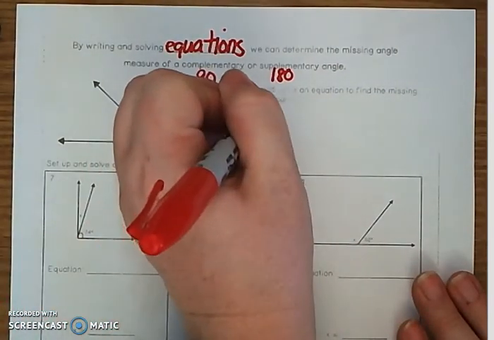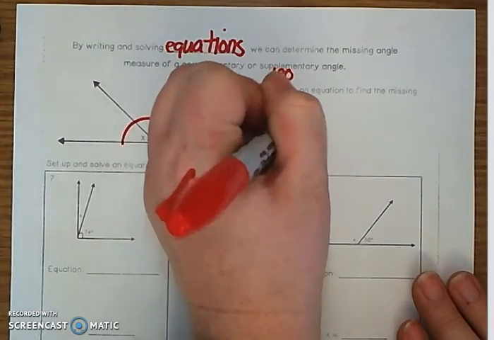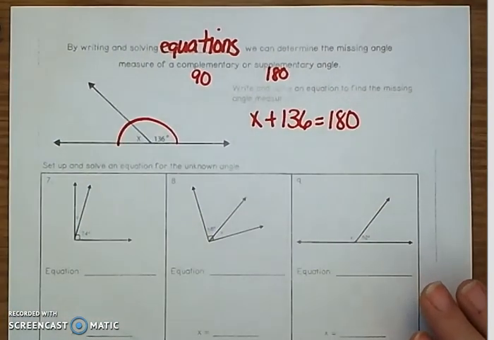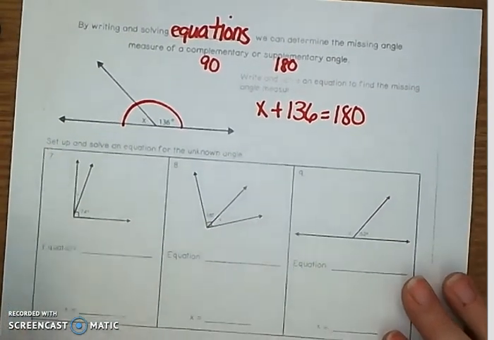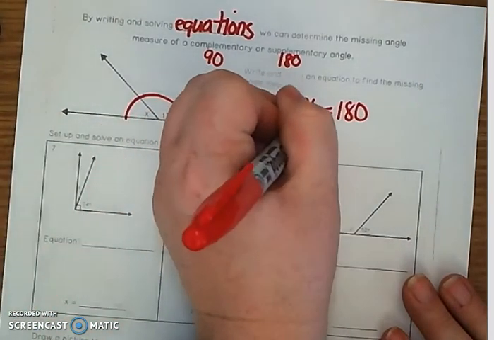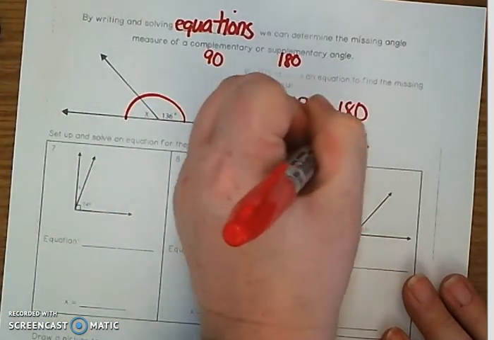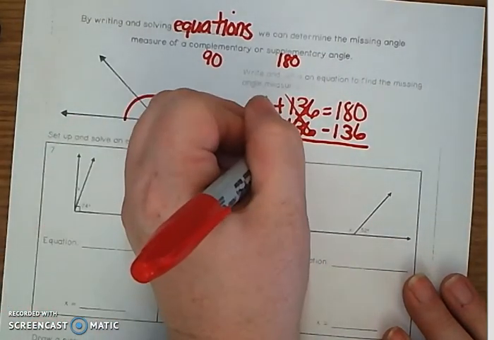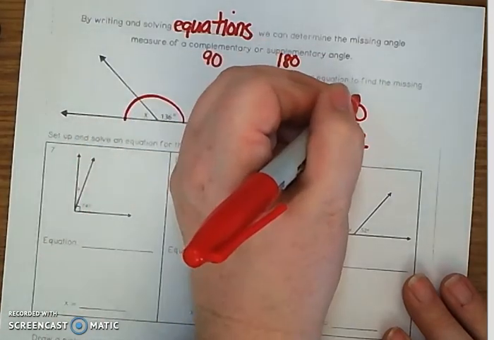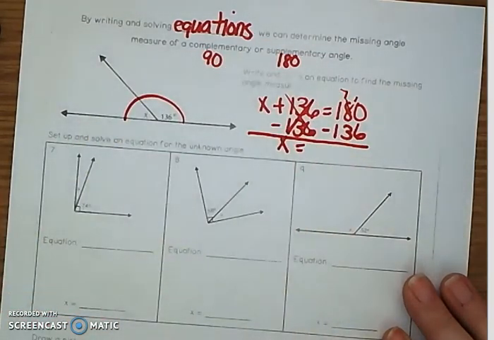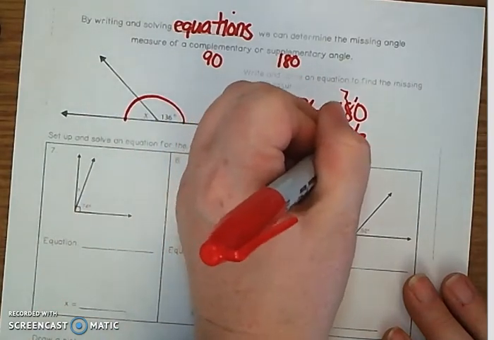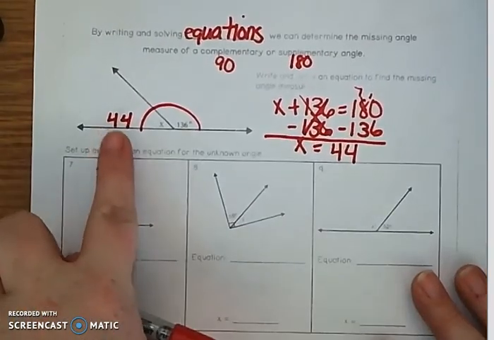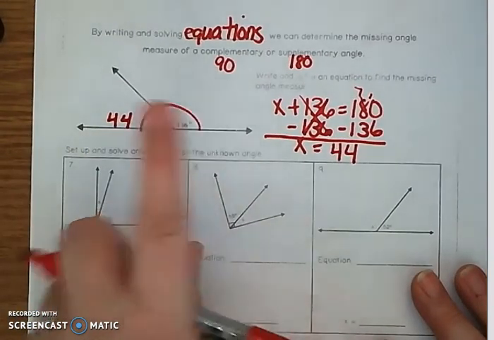To write an equation, I would do x plus 136 equals 180. Now let's solve for x. What would we do to both sides? Good, we would subtract 136 from both sides. These go away. And x would be 44 degrees. So this is 44 degrees. To check if you're right, you would do 44 plus 136, and that should equal 180.